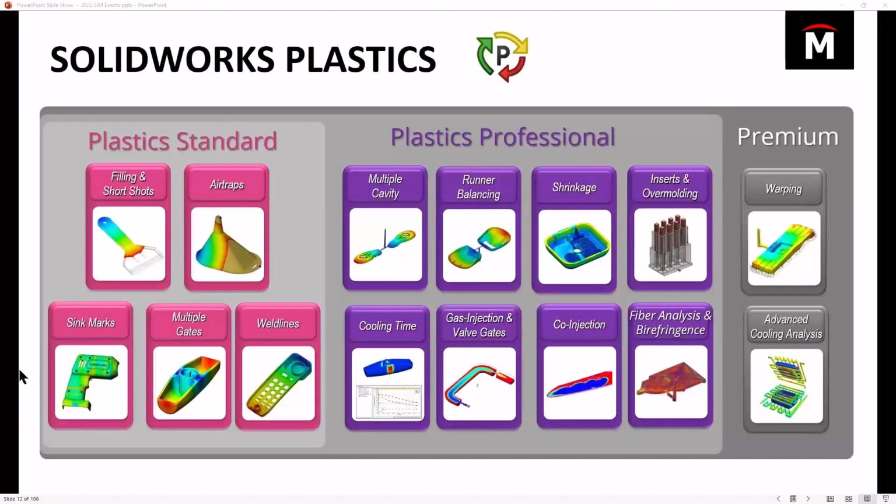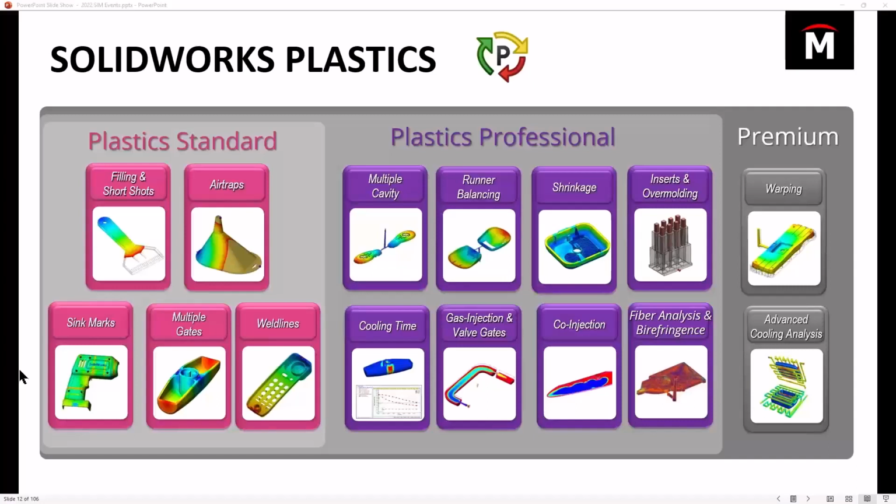The way I think about these is pretty simple. Do you make something made out of plastics? Yes, you need Plastic Standard. Easy tool to use. It will help you make a nice manufacturable part right out of the gate. Do you own the actual injection molder? Look at Plastics Professional. You can do runner balancing, multi-cavity molds, get really accurate cooling time, really do your cycle times accurately, and even do overmolding there.